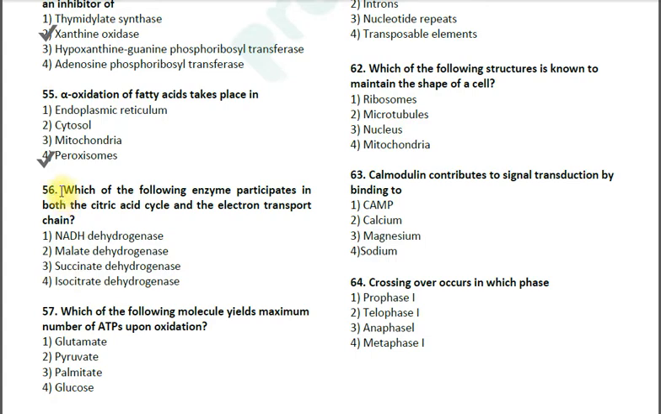Question number 56. Which of the following enzymes participates in both the citric acid cycle and the electron transport chain? Option 1. NADH dehydrogenase. Option 2. Malate dehydrogenase. Option 3. Succinate dehydrogenase. Option 4 is isocitrate dehydrogenase. The correct one is option number 3, succinate dehydrogenase. It transfers the electrons to ubiquinone UQ in the ETS.